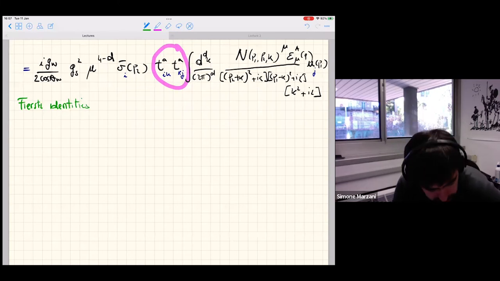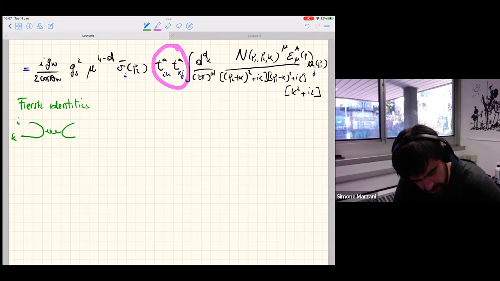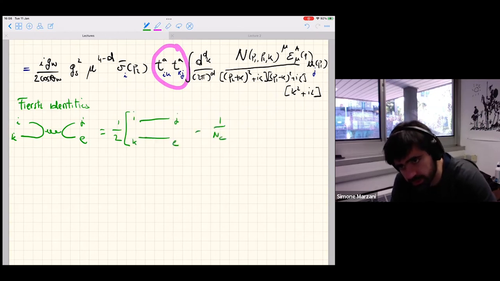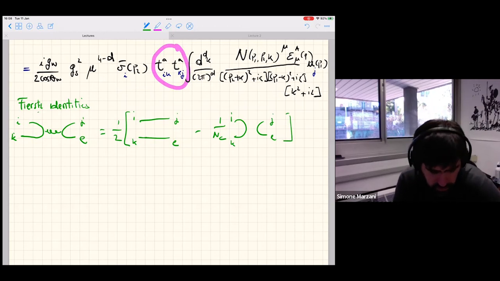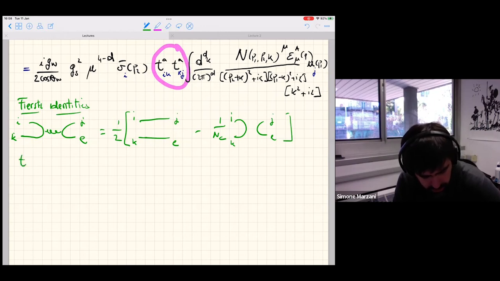And in particular, I like them in a graphic representation. In the graphic representation, the Fierz identities go like that. Okay. T^a_{jm} T^a_{kl} is equal to 1/2 (δ_{il}δ_{jm}... ) minus 1/N_c δ_{ij}δ_{kl}. Now, in our particular case, what we want to compute is T^a_{ik} T^a_{kj}.